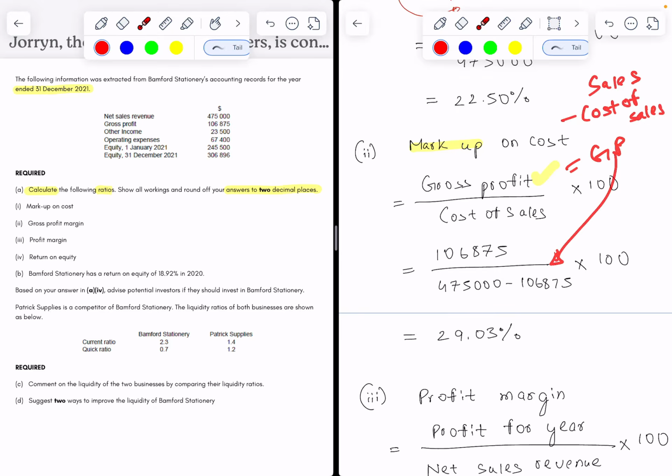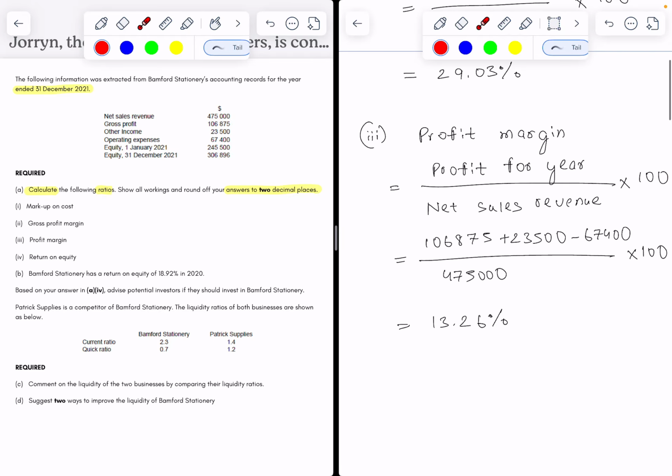All right. Now, the third ratio we need to find is the profit margin ratio. Again, we have the word margin. So margin by default is always a synonym for net sales revenue. And in this case, it goes in the denominator. So in the numerator, we have the net profit or the profit for the year. And then we are multiplying the ratio with 100 to get our percentage into decimal places.